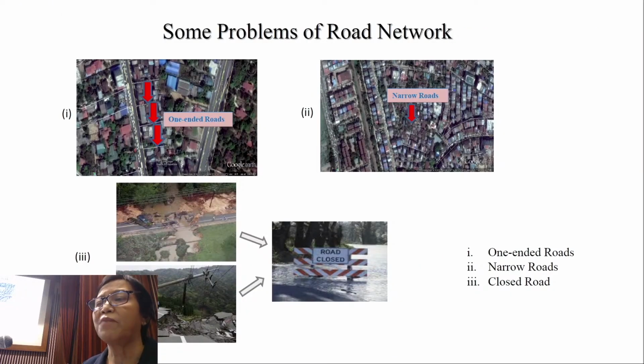This figure shows some problems of the road network. In Myanmar, many places have one-end roads, where one side is closed. Narrow roads are too narrow and small for vehicles to enter. Some roads are broken or closed. Now we consider only these bad road conditions: one-end road, narrow road, and closed road.